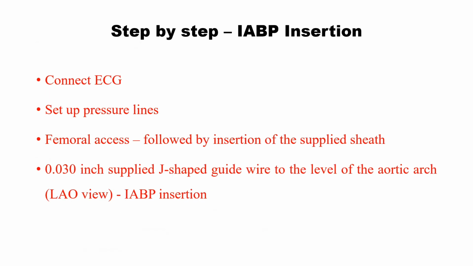Steps of IABP insertion. First, we have to connect the ECG, set up pressure lines, and obtain femoral access, which is followed by insertion of the supplied sheath and the 0.030 inch supplied J-shaped guide wire to the level of the aortic arch. IABP insertion.